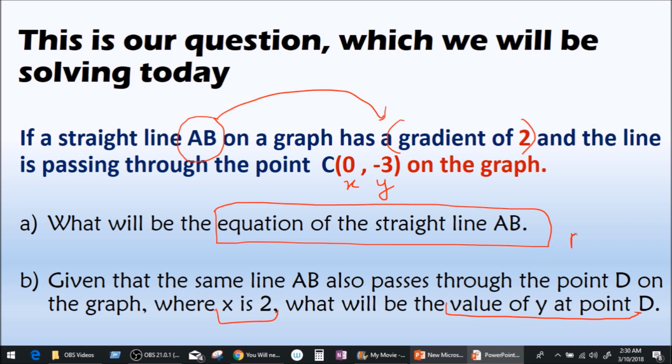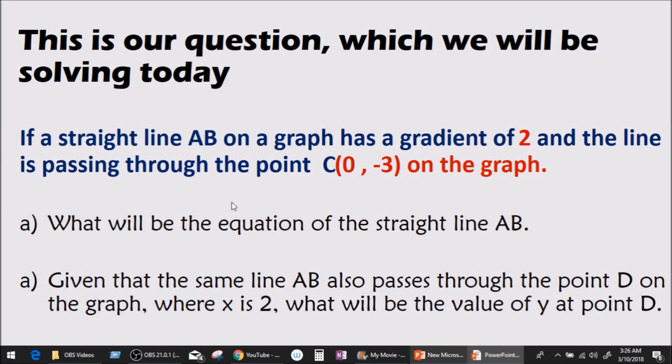Now what is this point D? This point D is just another point on the line AB on the graph where the value of x is 2 and the value of y is unknown. So part B is basically asking you to find the value of y at point D when the value of x is equal to 2. So let me summarize really quick what this question is asking you. At first, find the equation of the straight line AB. And second, find the y-coordinate of point D, which is just another coordinate on the line AB on the graph where x is equal to 2.